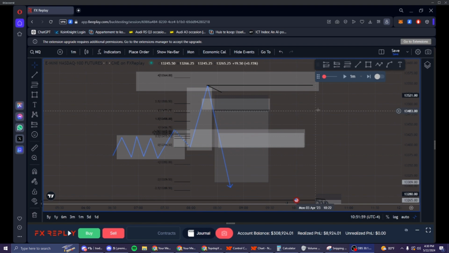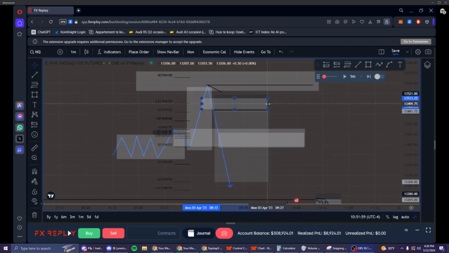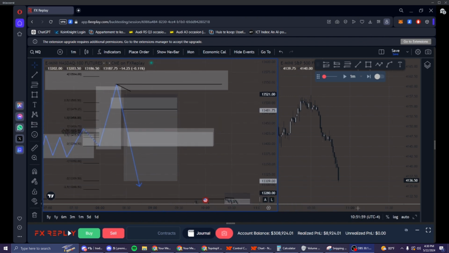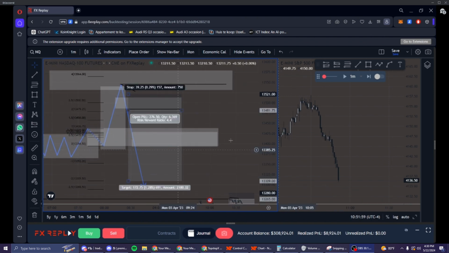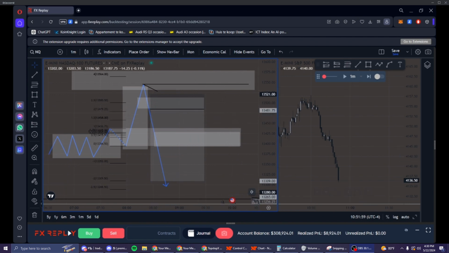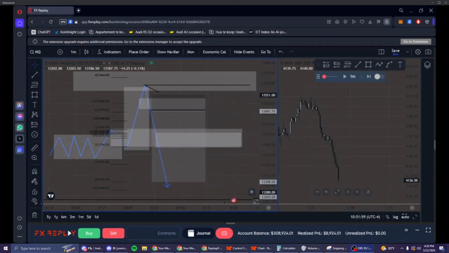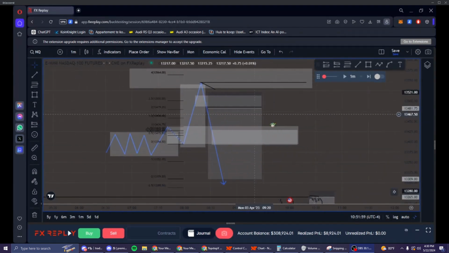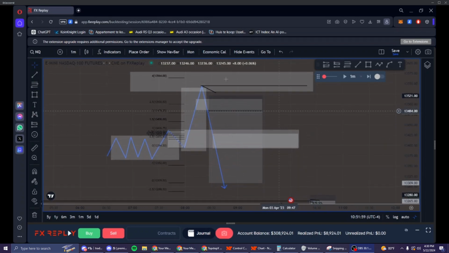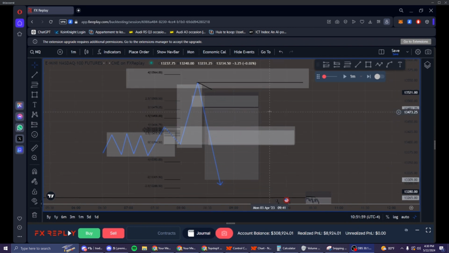This would be an A plus setup in my book. Does it happen often? No, it doesn't. It happens once or twice a day if you really focus on the charts. But other than that, if you look casually at the charts, you'll probably catch this two to three times a week. So this would be my A plus setup.